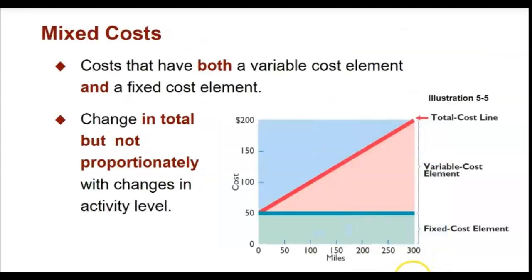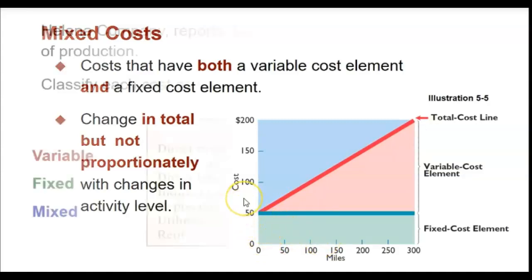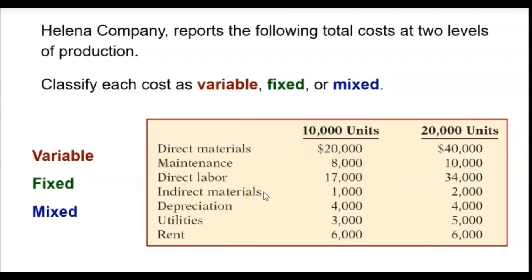Now, a mixed cost is partly fixed and partly variable. It will change in total, but not proportionally with changes in the level of activity because of the fixed portion. So we have to break it out. And to do that, we look at this. Let's first of all distinguish what are variable and what are fixed and what are mixed.